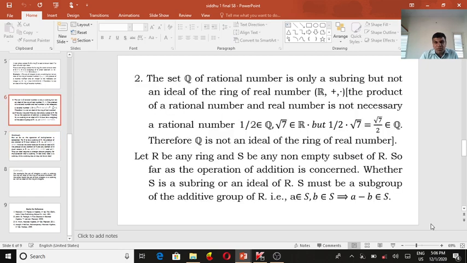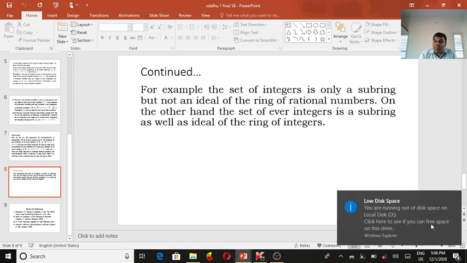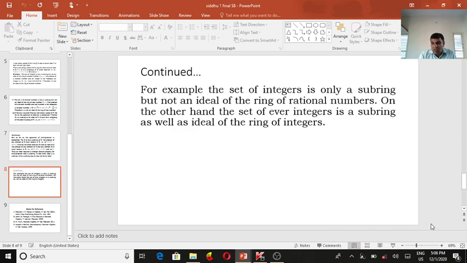For example, the set of integers is only a subring, but not an ideal of the ring of rationals. The set of integers is only a subring form, but not an ideal form. On the other hand, the set of even integers is a subring as well as an ideal of the ring of integers.